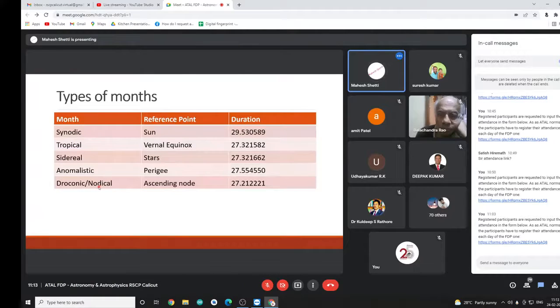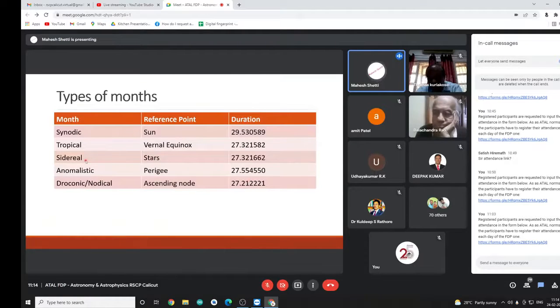And the fifth kind of month, again very useful when it comes to calculation of eclipses, is called draconic or nodal month, and the reference point is the ascending node. So if the moon crosses the ascending node, after how much time will it again cross the ascending node? Now typically it should be one particular orbit around the earth, 27.32 days, but during this time the ascending node itself would have slightly shifted in a backward direction because the ascending node is precessing backward, and therefore the moon next time will reach the ascending node slightly earlier. Instead of 27.3216 days, it will reach in 27.2122 days. Okay, it will be earlier.